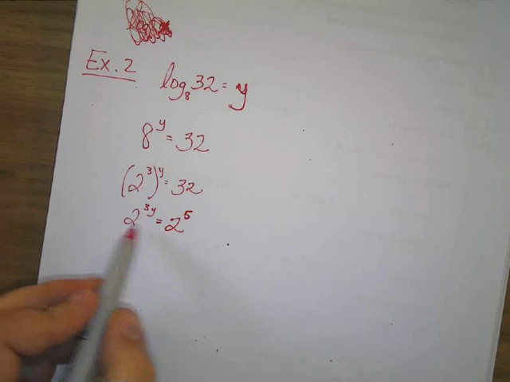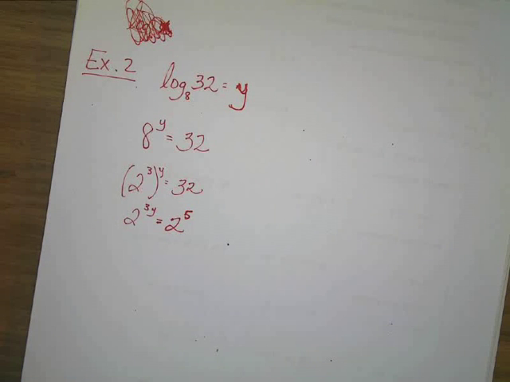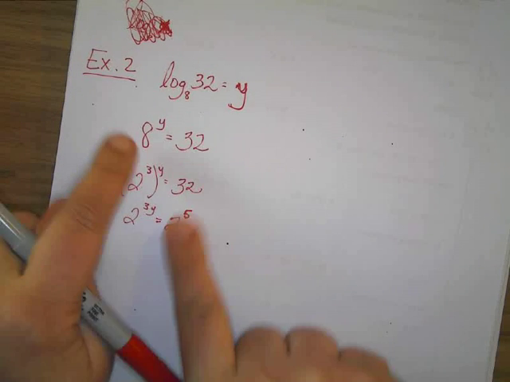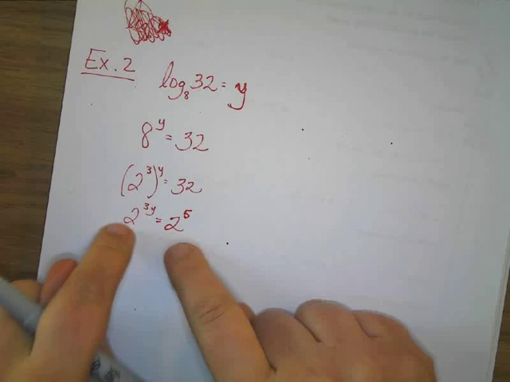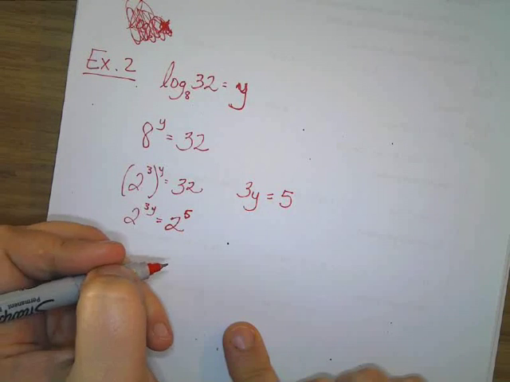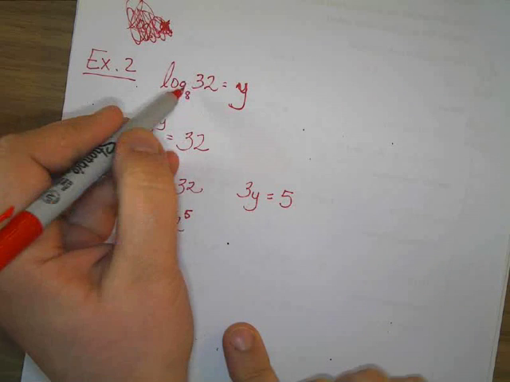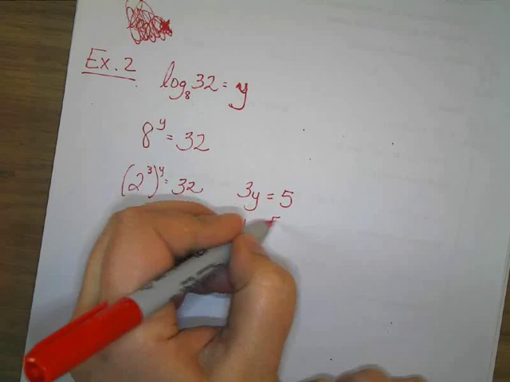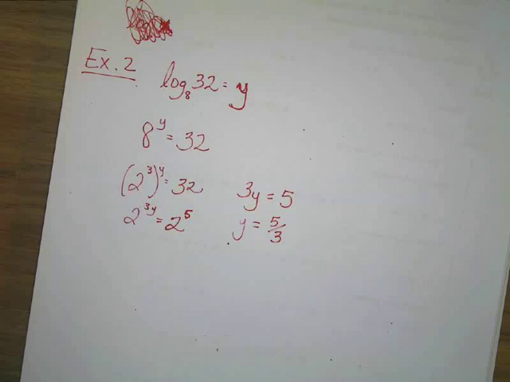Well, what if the bases are the same? What has to be true about the exponents? They have to be the same. So the nice thing is, if you can get the bases to both be the same, the exponents have to be equal. Because I was able to write 8 and 32 with base 2, I can now say that 3y has to equal 5. So what is the log base 8 of 32? y equals 5/3. Do we always have to do it to that step? Yes. I want it as done as possible.